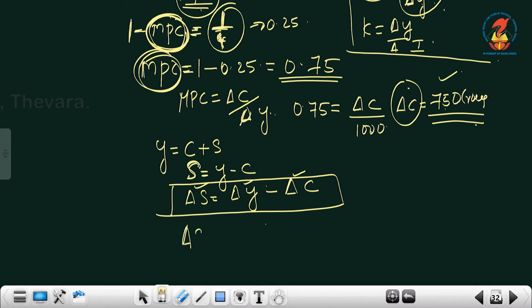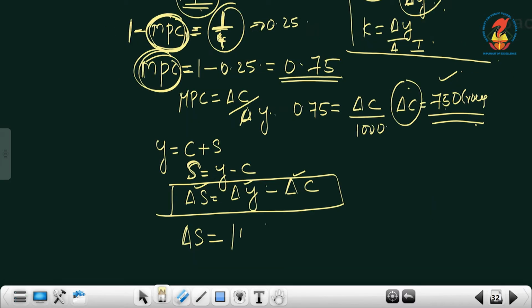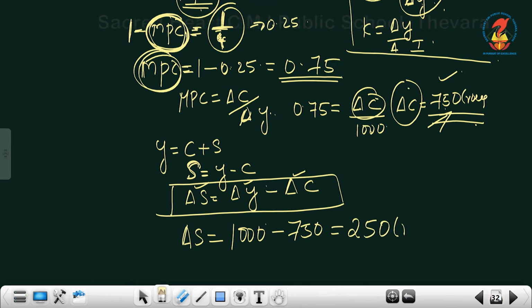So delta S is equal to, what is delta Y? You have the value of delta Y as 1000 crores. 1000 minus, just now we found delta C. What is the value of delta C? 750. So 1000 minus 750 is the answer. It is equal to 250 crores.